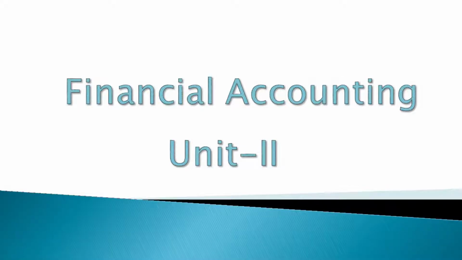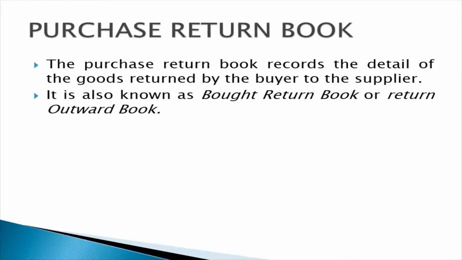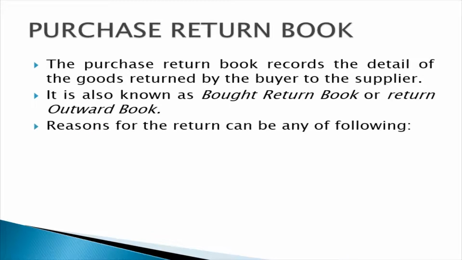Next type of subsidiary book is purchase return book. The purchase return book records the details of the goods returned by the buyer to the supplier. It is also known as bought return book or return outward book. Reasons for the return can be any of the following.